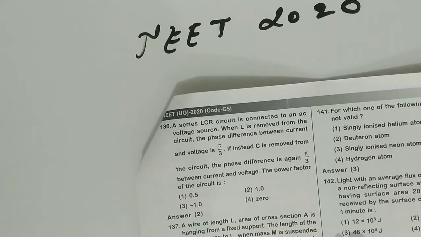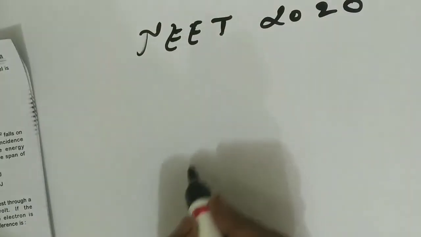In the series LCR circuit, when L is removed, the phase difference between the current and voltage is pi by 3. Instead of L, if C is removed, again the phase difference is maintained at pi by 3. Here the phase difference is constant, no change. No change means what? 0. Now he is asking the power factor of the circuit. What is that power factor? Power factor is nothing but cos phi.